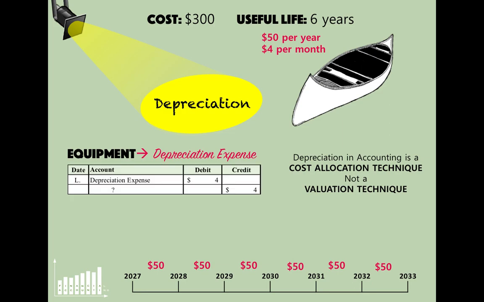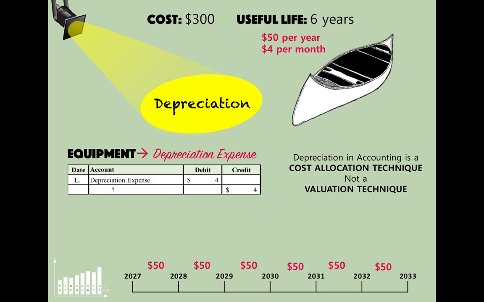So we record depreciation expense for the month of $4. And every month we're going to record depreciation expense of $4. So over the course of those 6 years, we record depreciation expense here of $300. That's the cost of the equipment. That's the idea. It doesn't really have to do with it losing value. We are taking the cost, $300, and allocating it or spreading it out over the course of time that we use the asset. So depreciation in accounting, again, is a cost allocation technique. It's not a valuation method.